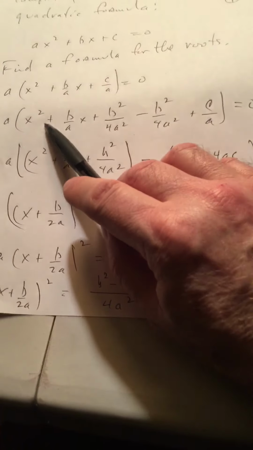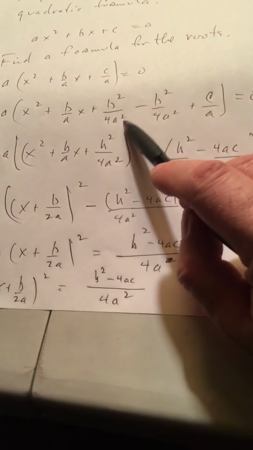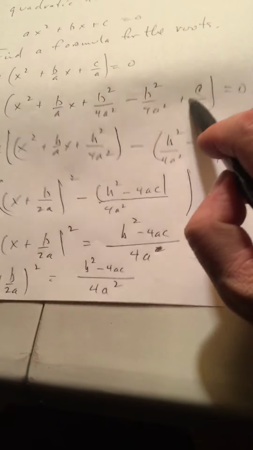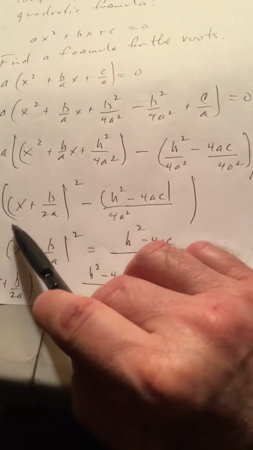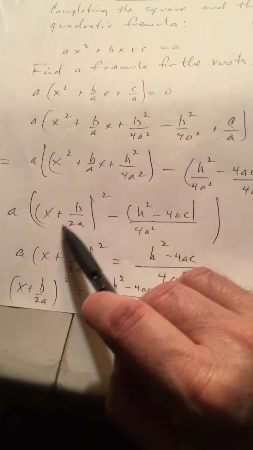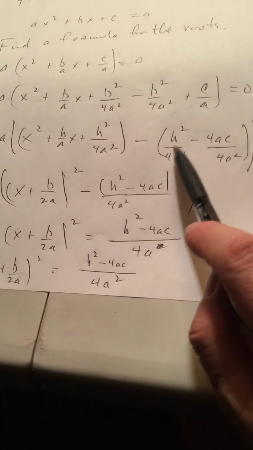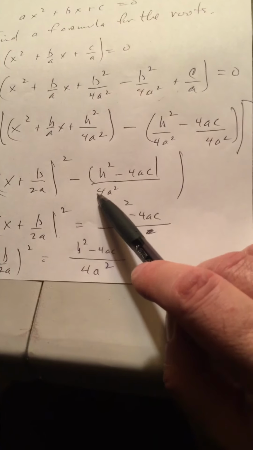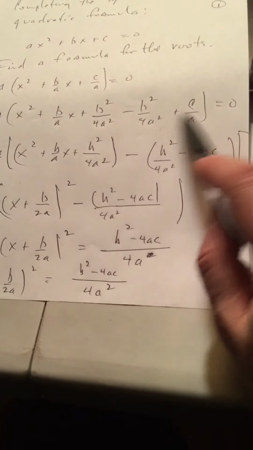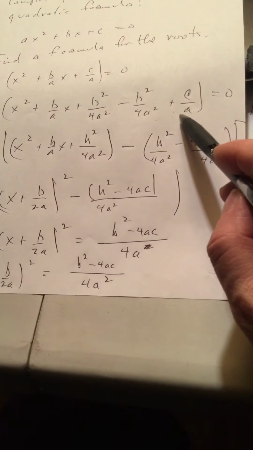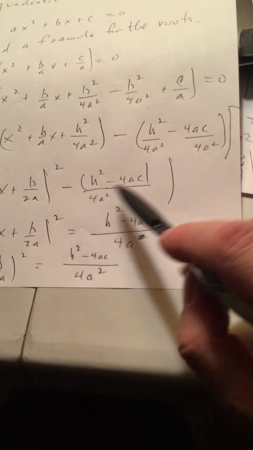So if we do that, the a is still outside. We've added the b squared over 4a squared, we've subtracted the b squared over 4a squared, and then we have the c over a. Okay, now, of course, we note that we can factor this as x plus b over 2a quantity squared, and leave this term, b squared minus 4ac divided by 4a squared. How do we get that? We combined these two fractions, so this becomes 4ac over 4a squared. Combine them, and you get this.